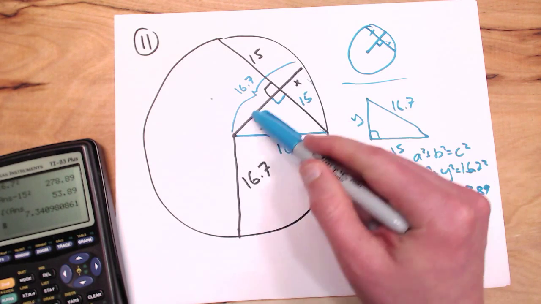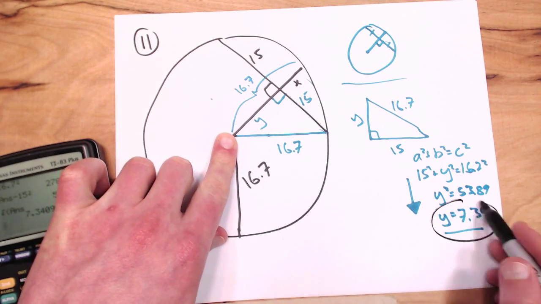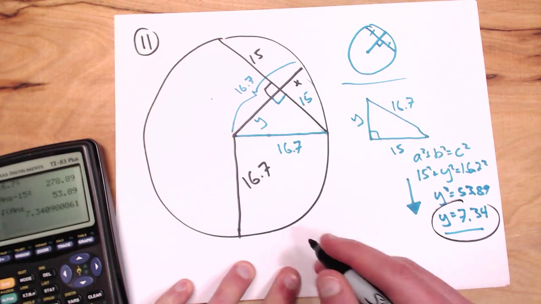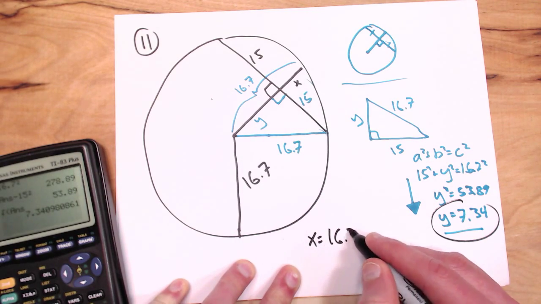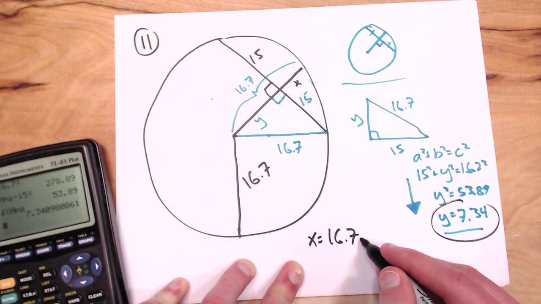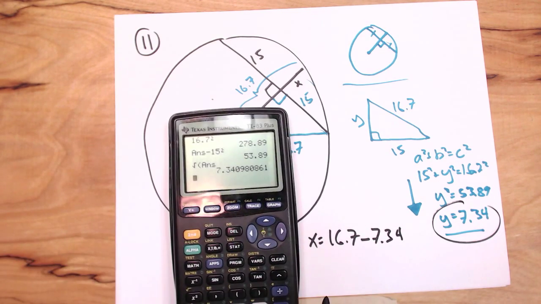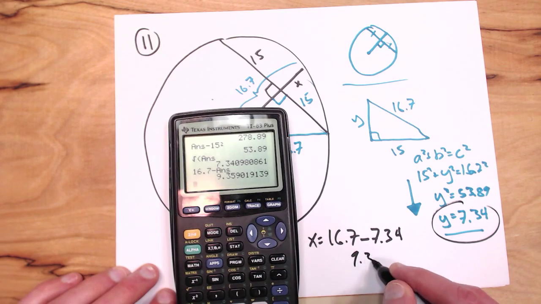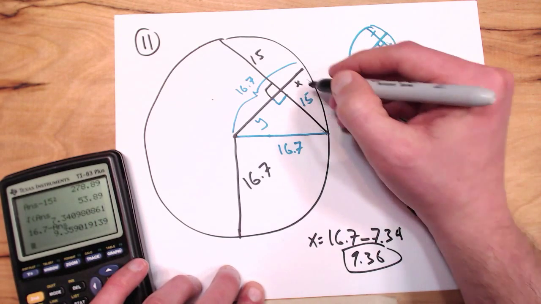Okay, so we have y, and now our job shouldn't be too hard, because we know that the entire length of this piece is 16.7, and we know that this section of it is 7.3. So we have the whole thing, and we have the piece, so x should just be the leftover. So x is equal to the length of our whole radius, which is 16.7, minus y, which is 7.34, and we'll get 9.36. Okay, so there we go, x equals 9.36.